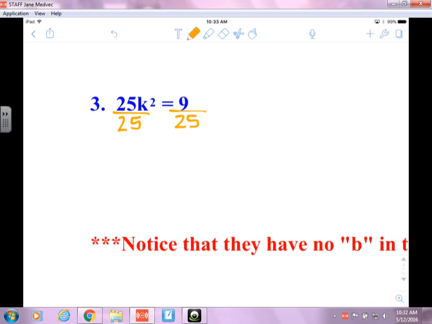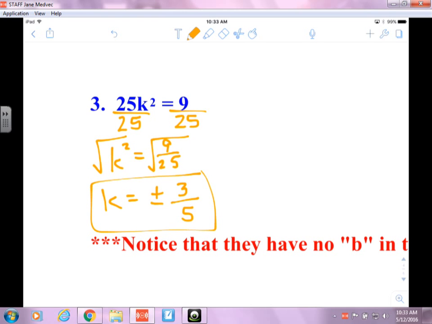Multiplication. To undo it, I divide. Now, don't get calculator happy. Just breathe for a minute. I get k squared equals 9 over 25. Yes? Okay, square root both sides. K equals plus minus. Now, what's the square root of 9? 3. What's the square root of 25? 5, and you're done.